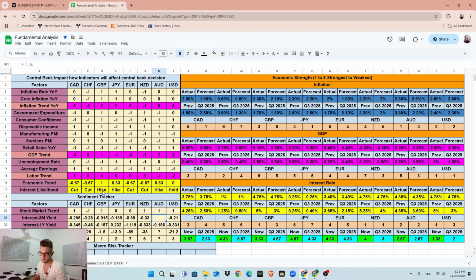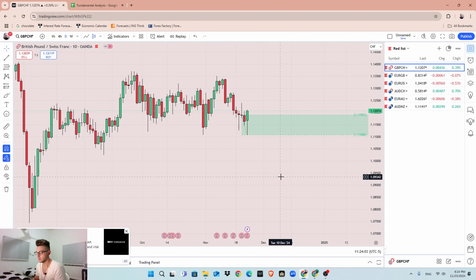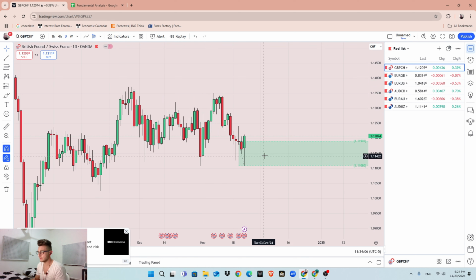For example, the pound is looking to hold rate. It has a 3.333 ranking right here. So I guess the CHF is good. So GBP/CHF and GBP/EUR. So it will be GBP/CHF and EUR/GBP, and we look at it. Okay, so right here, this is the GBP/CHF and GBP/NZD.